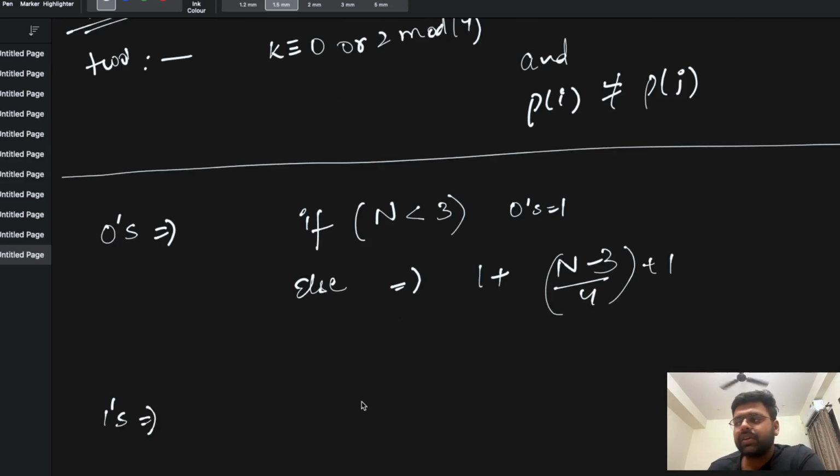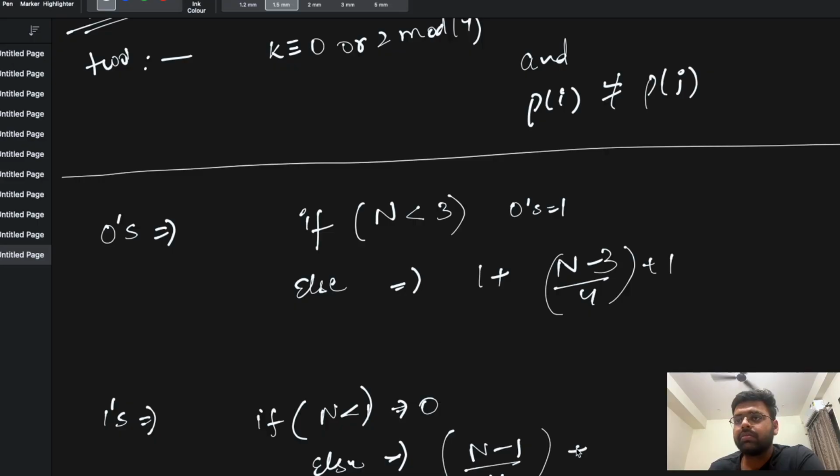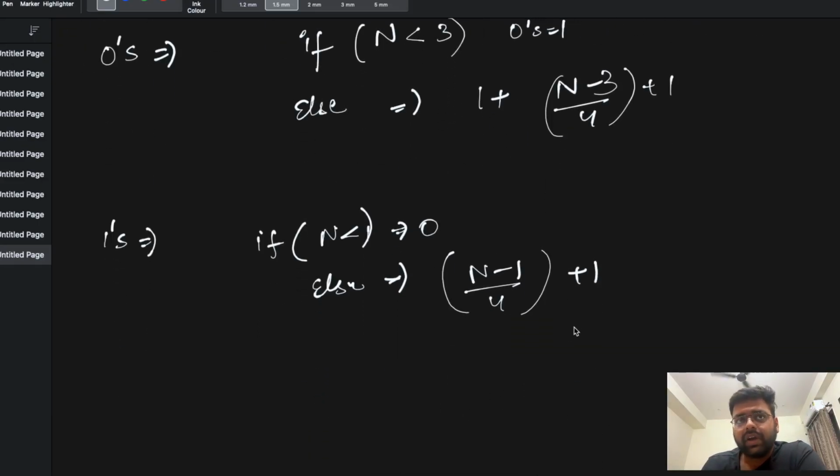And when we are counting the ones, it would simply be, if n is less than 1, my answer would be 0. Else, this is the if condition, else it would simply be (n minus 1) by 4 plus 1, right? So this is how I would be calculating zeros and ones.